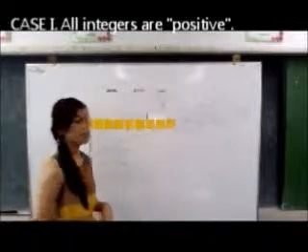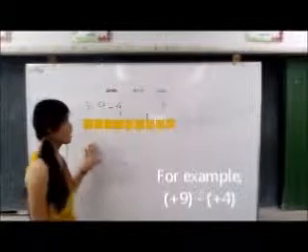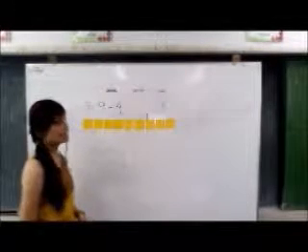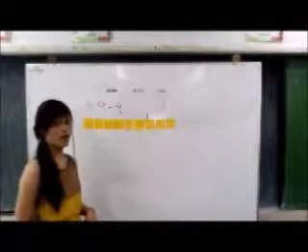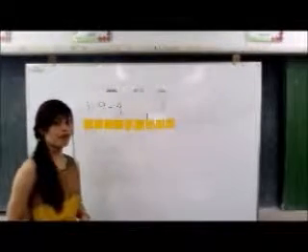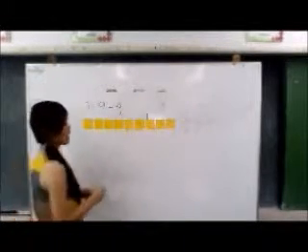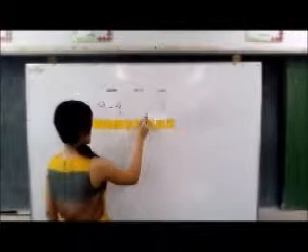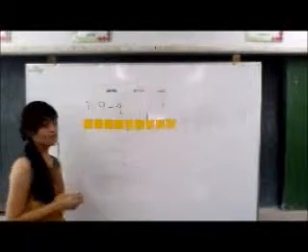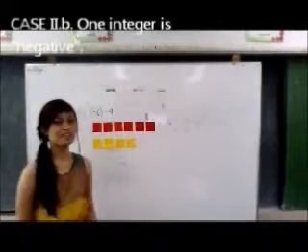In case 1, both integers have positive sign. For example, positive 9 minus positive 4. We represent 9 in algebra tiles as 9 unit tiles and 4 as another 4 yellow tiles, since they are both positive. We will take away 4 positive unit tiles from the 9 unit positive tiles. So we now take away 4 positive tiles. 1, 2, 3, 4. So we are now left with 5 unit positive yellow tiles.